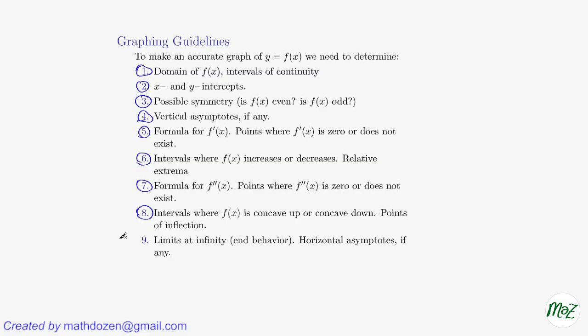And for the last item, we discuss limits at infinity. Those determine the end behavior of the graph. If the limit as x approaches positive infinity or negative infinity is a finite number, that's usually called the horizontal asymptote. Or if the limit as x approaches positive or negative infinity happens to be infinite, that's also useful information.